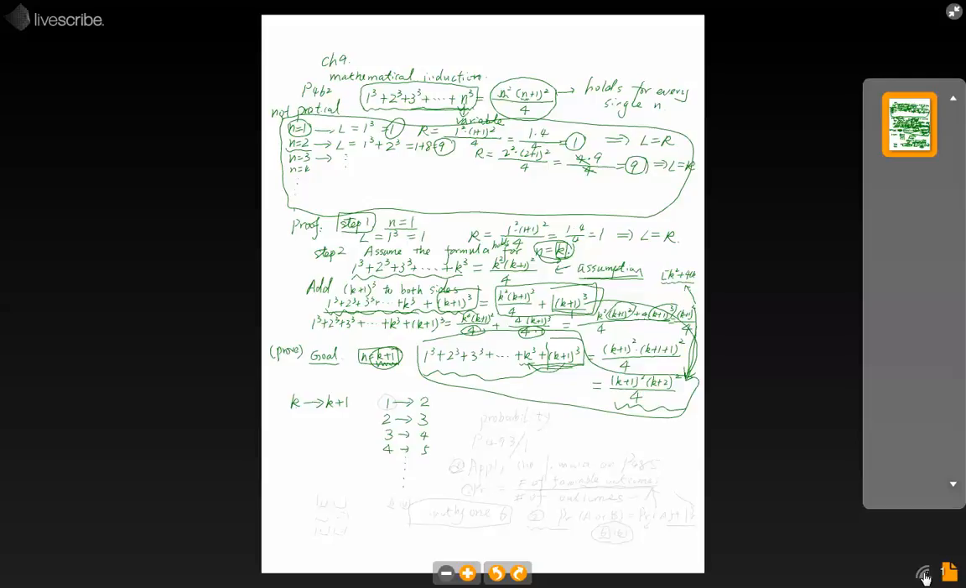So the only question is, is the formula true for 1? Yes, because we already proved it in step 1. So combining these two steps, we can prove the formula holds for every single n, because 1 implies 2, 2 implies 3, 3 implies 4, and so on.